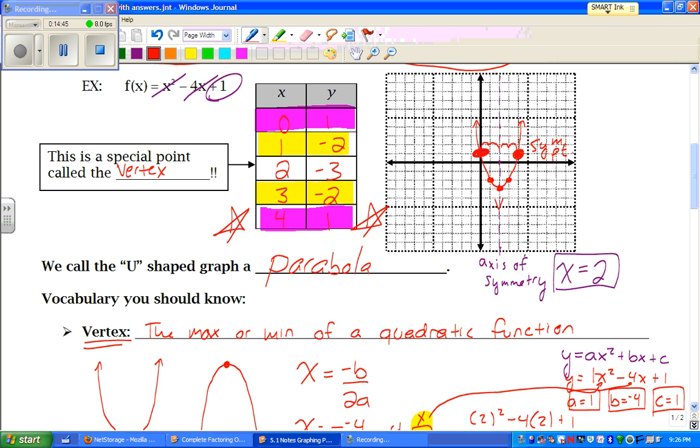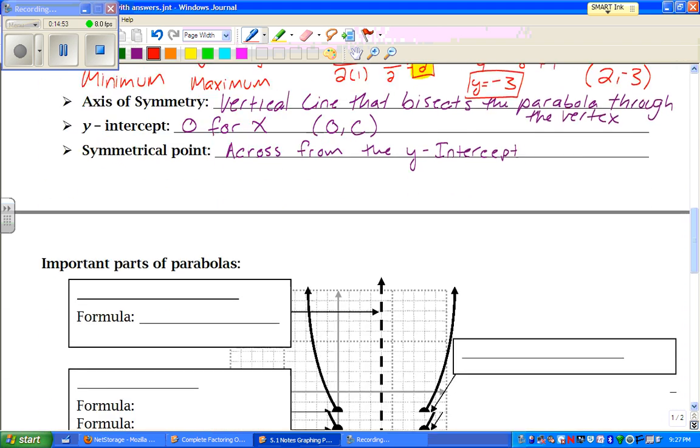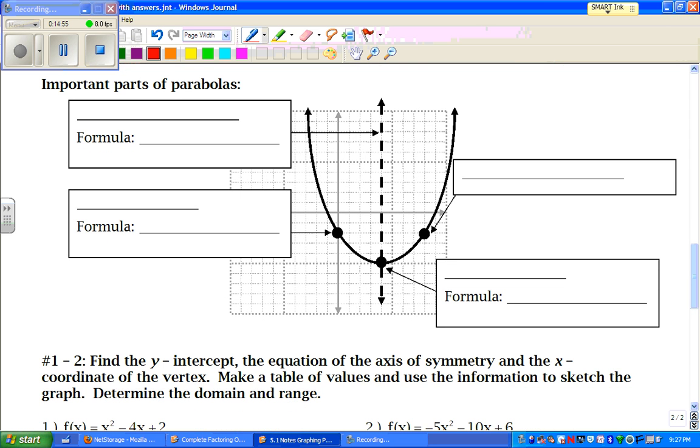Okay, I know that took a long time to get to the first one. That was about 15 minutes. So I'm going to do one more, and we're going to go through it a little bit quicker. Alright, turn your papers over. Alright, important parts of the parabola.